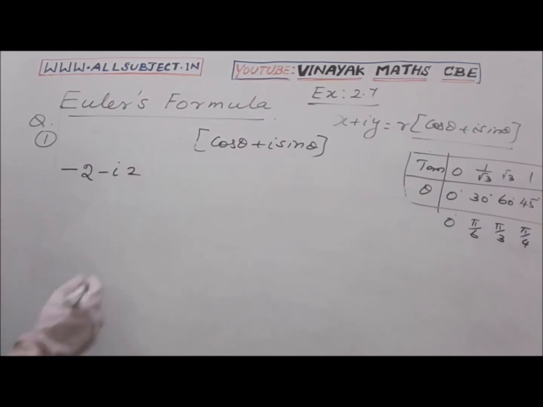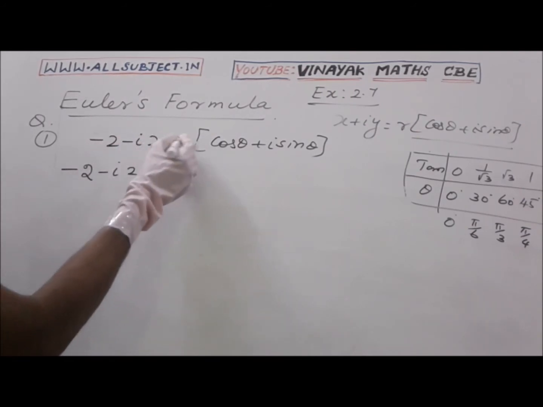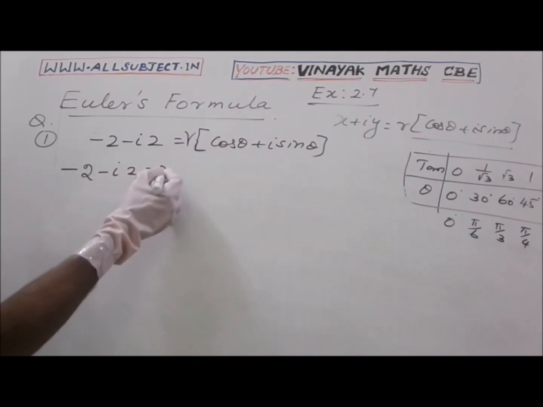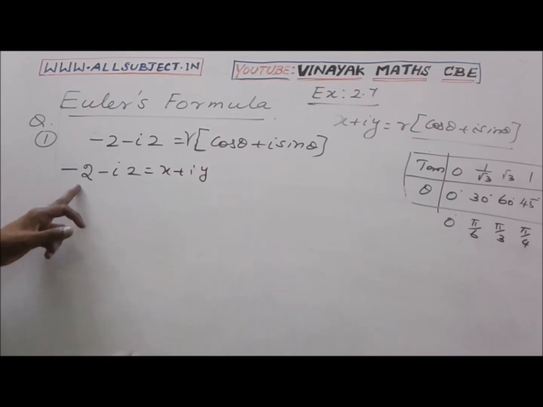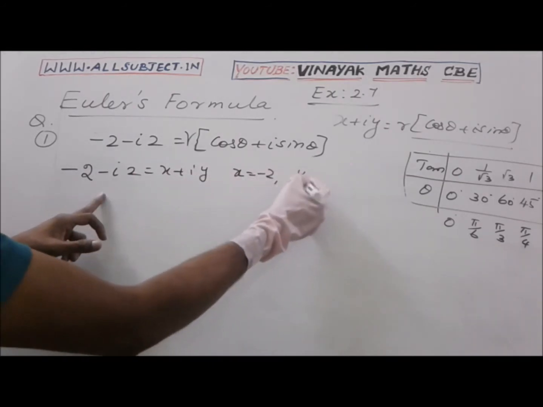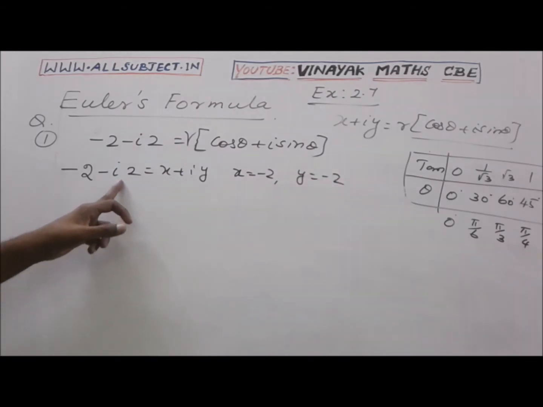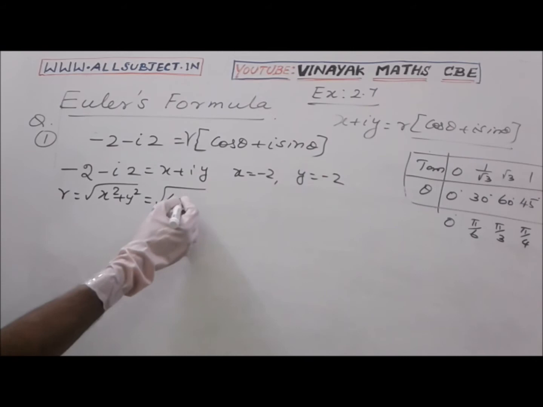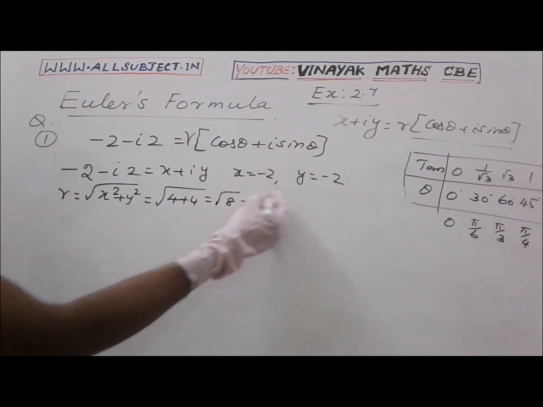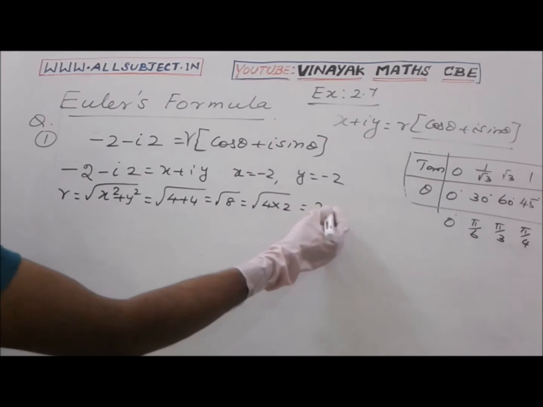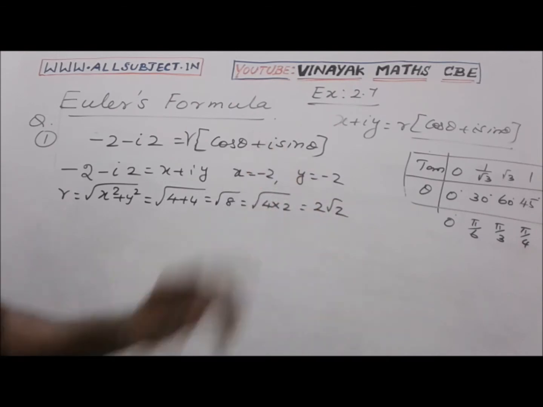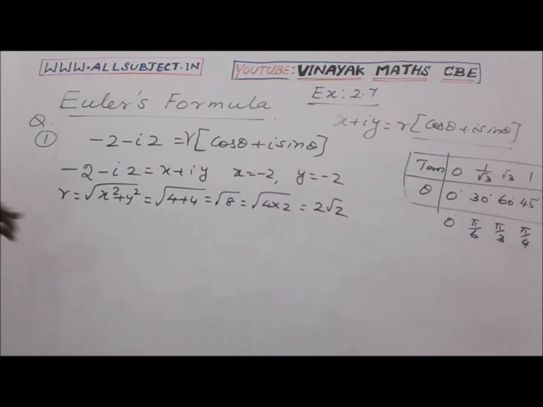Next, minus 2 minus i 2 equal to r into cos theta plus i sin theta. This is taken as x plus iy, and x is equal to minus 2, y equal to minus 2 here. Omitting i, we have minus 2 as y. So r equal to root of x square plus y square, that is root of 4 plus 4 equal to root 8, that is root of 4 into 2, which is equal to 2 root 2. So r equal to 2 root 2.